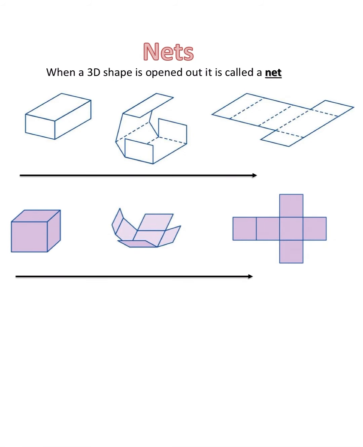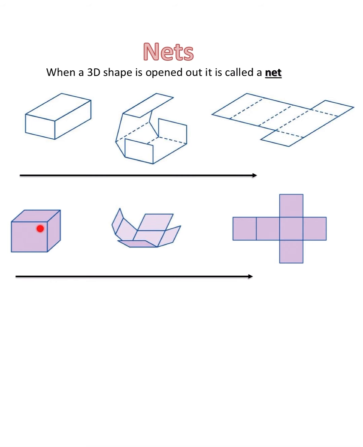In this video, we're going to be looking at nets. So when a 3D shape is opened out, it's called a net. So you can see the examples here. Like we have a cuboid. So imagine if that's a box, and all the cardboard used to make the box, so when you open it all out, it will look like this.